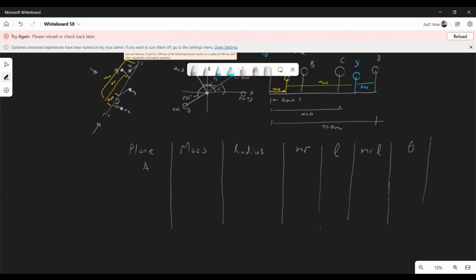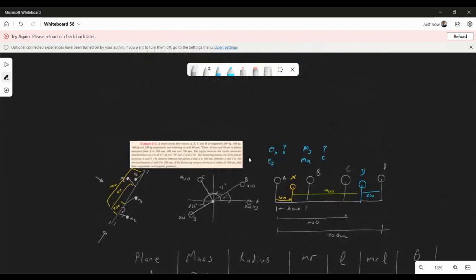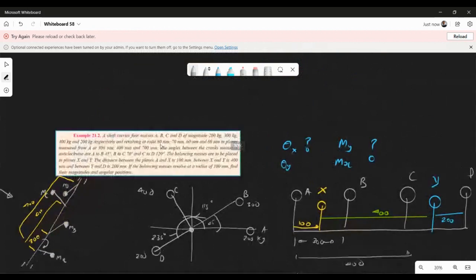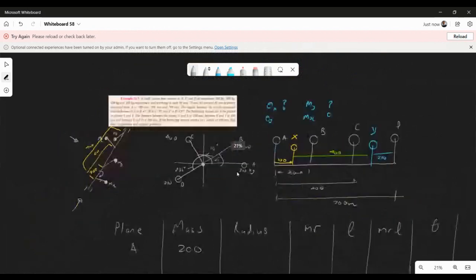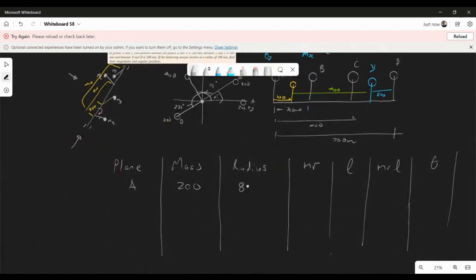So we start with mass A, right? For plane A, mass A is 200. The radius is given as 80, right? So you put 80 here. And the MR product would be, or rather, 0.08. The MR product is simply 200 times 0.08, and you get 16, right? Kilogram meter. This is what you know already, the MR.